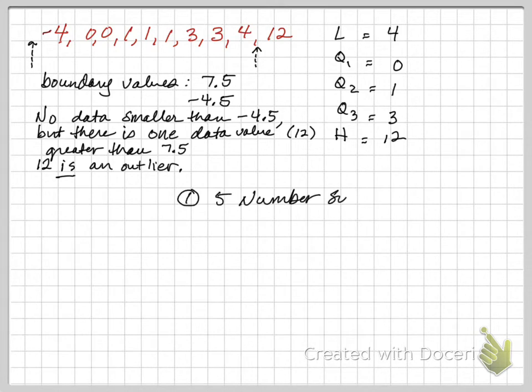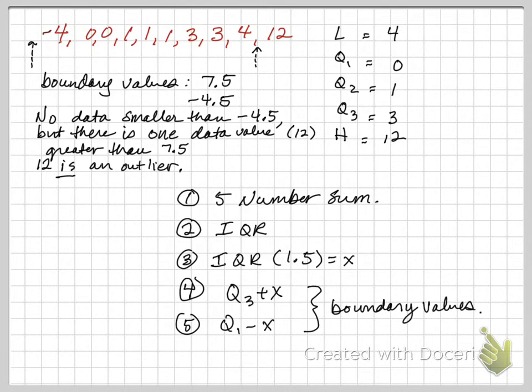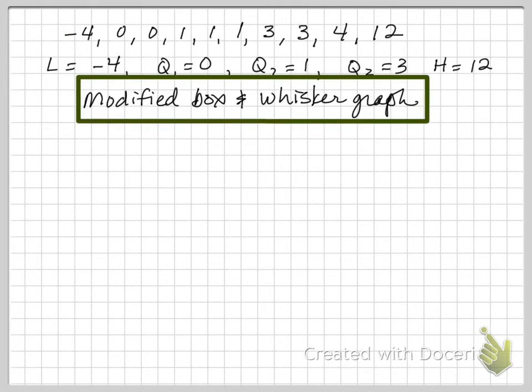So what did we just do? We found the 5-number summary of ordered data. We found the IQR. We multiplied it by 1.5. And then we added that value to Q3, and we subtracted that value from Q1, and that creates our boundary value. So now we're going to carry on, and we're going to create a modified box and whisker from this. We have our original data, we have our 5-number summary, and now we're ready to make a modified box and whisker graph.